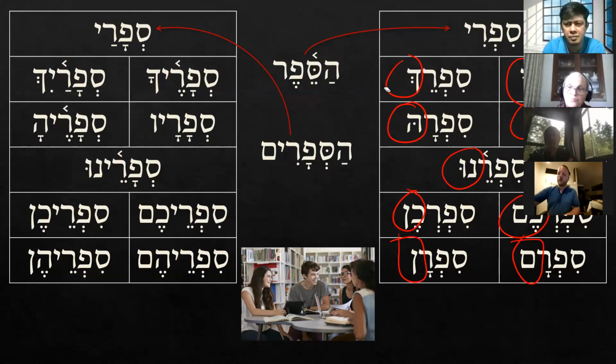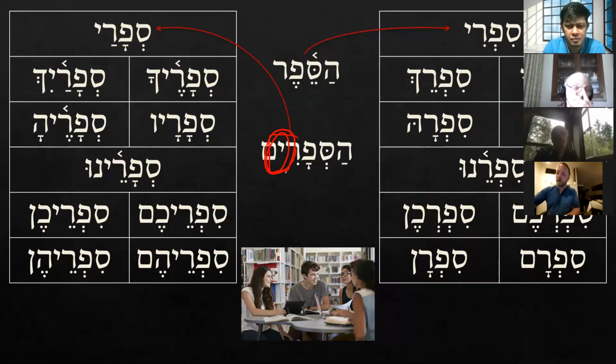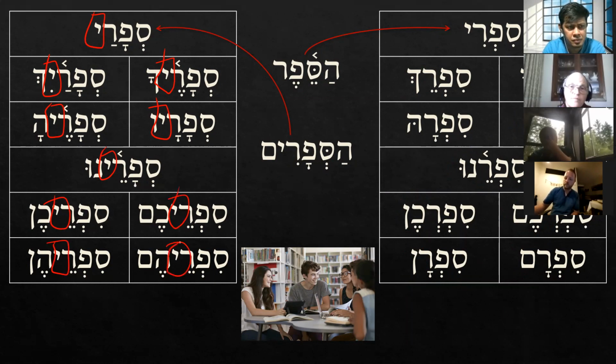Okay. When we go to the plural, all of the forms keep the yod. See the yod of Sfarim? They all keep that yod. So in every case in the plural, you're going to have a yod, even if you don't pronounce it. That is the marker of the plural. You see that marker? Yod, yod, yod, yod, yod. Okay, that's the marker of the plural.